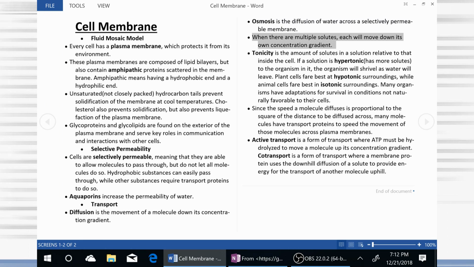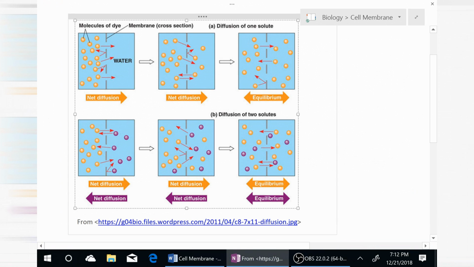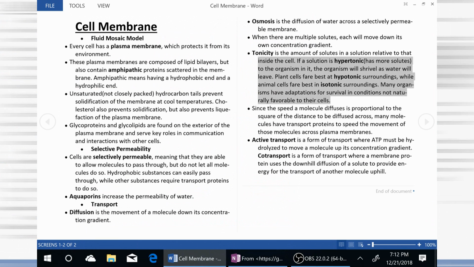However, when there are multiple solutes, each is going to move down its own concentration gradient, and it will be unaffected by the concentration gradient of other substances. So let's take an example. In this second example, B, diffusion of two solutes, we can see that there's a yellow substance and a purple substance. And so each of these substances will move independently of each other until each reaches its own equilibrium. So that's a really important idea to keep in mind, that the diffusion will occur independent of the diffusion of other solutes.